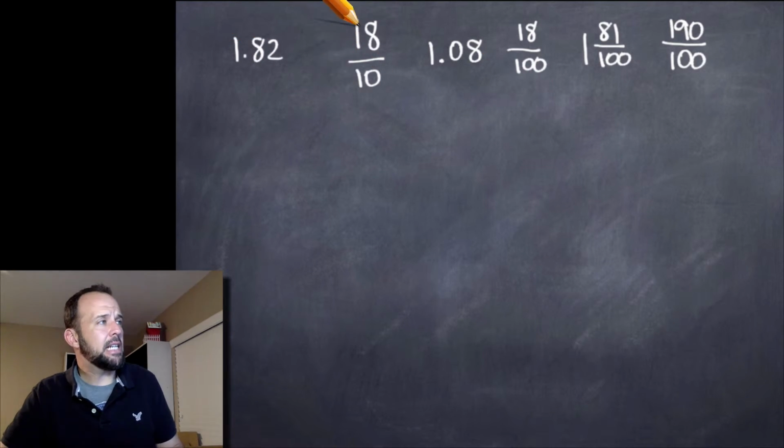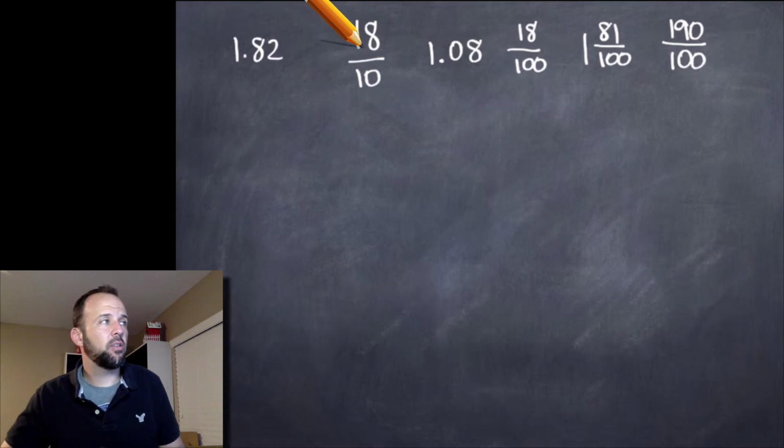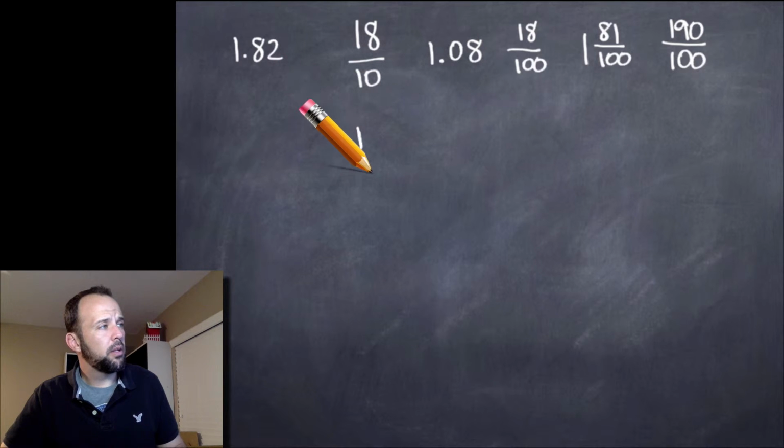Here I have 18 tenths. So right there, that's a mixed number. It's an improper fraction, right? So I know it's going to be a number greater than a whole. So let's think about this. 10, how many groups of 10 can I make from 18? Well, I can make one group. That would be 10, and there would be 8 left over. So that would be 1 and 8 tenths. 1 and 8 tenths, okay?